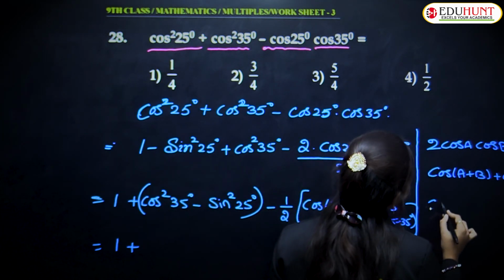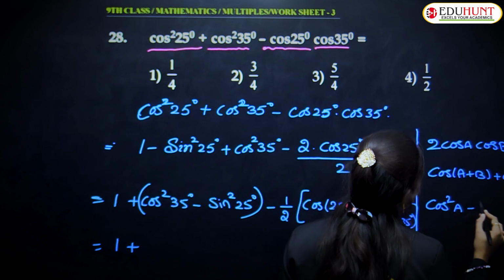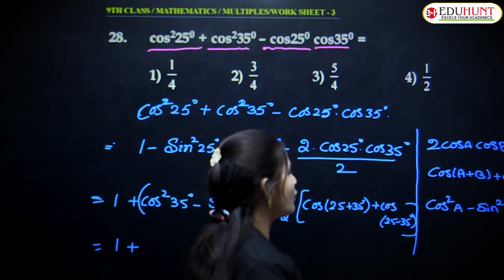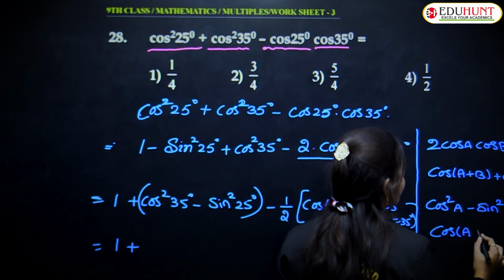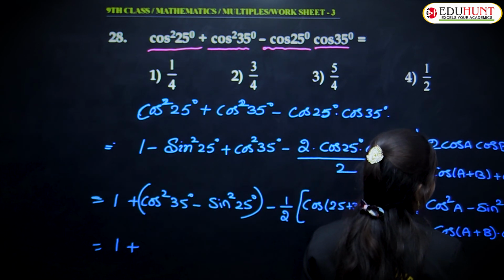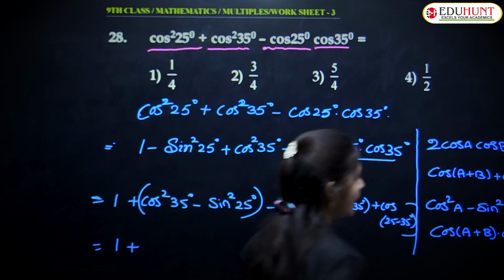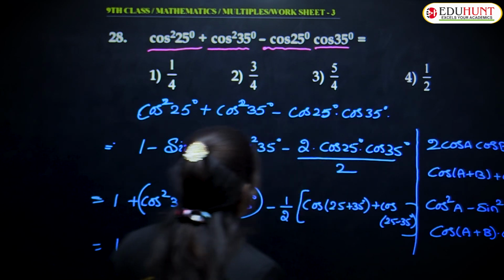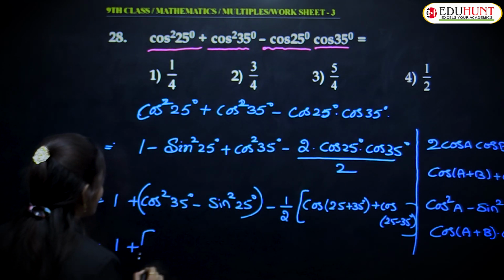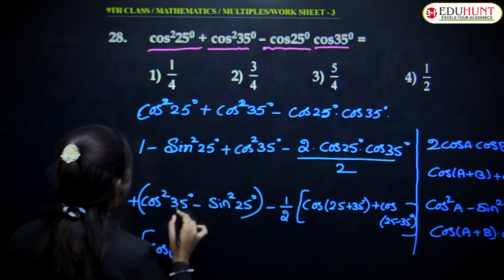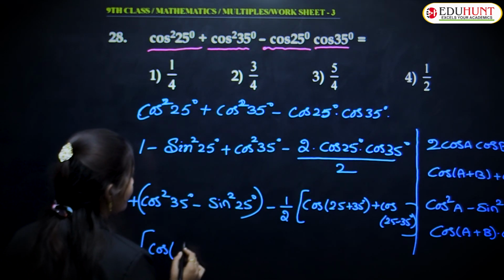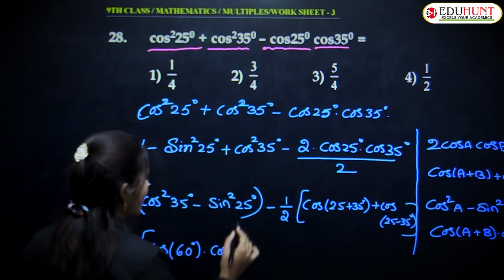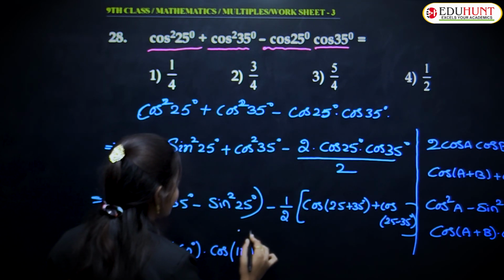So see here, 1 plus cos square A minus sin square B. Here we have another formula: cos square A minus sin square B is equal to cos of A plus B into cos of A minus B. So that formula right here. A plus B means 35 plus 25, which is 60 degrees, into cos of A minus B, so 35 minus 25 is 10 degrees.